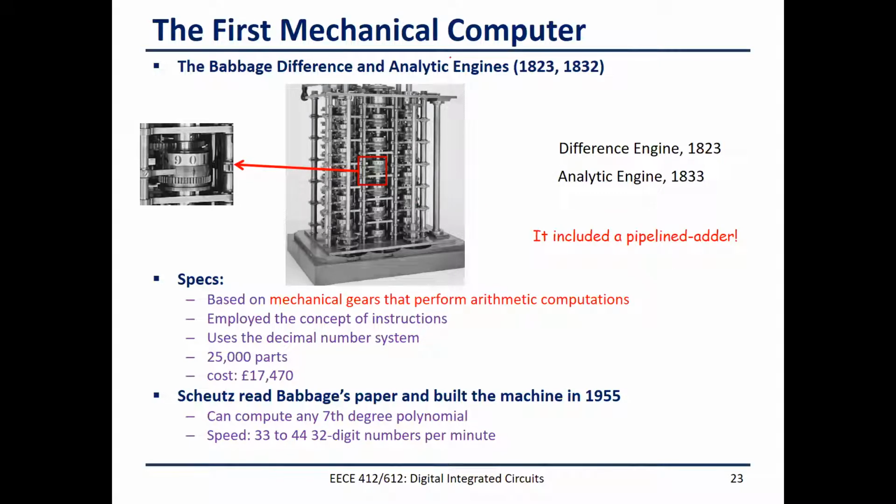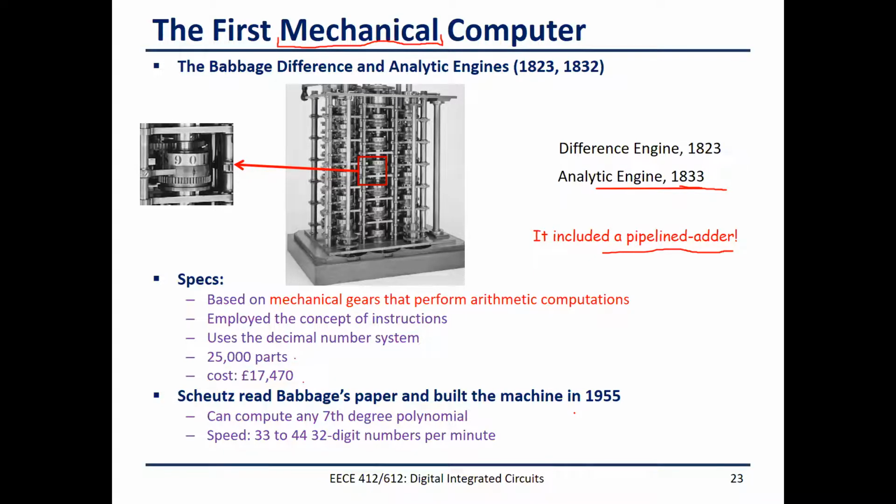Computing machines, the first computer was mechanical. Okay, so they relied on mechanics, on gears, in order to be able to perform pipeline addition. So the architecture mentality was there long time ago. And this was in the 1800s, okay? And it costed a lot of money and had many parts.